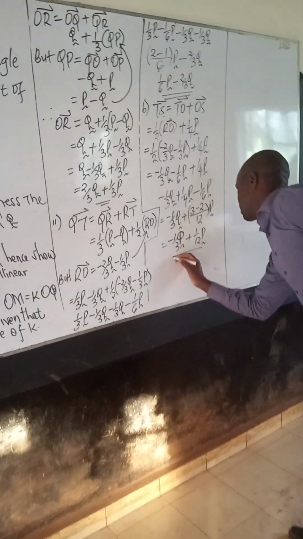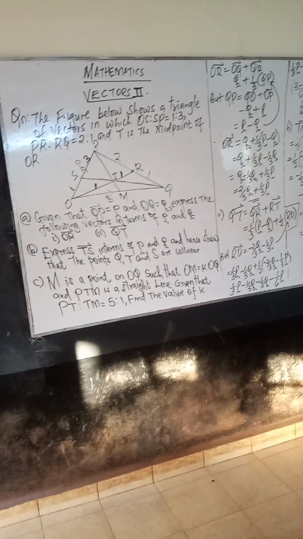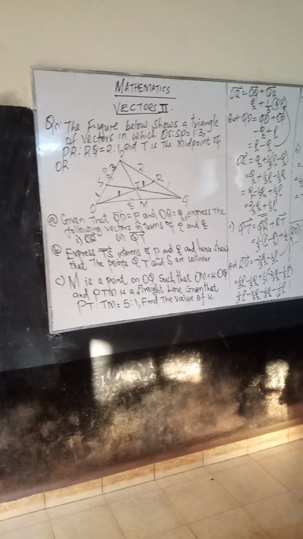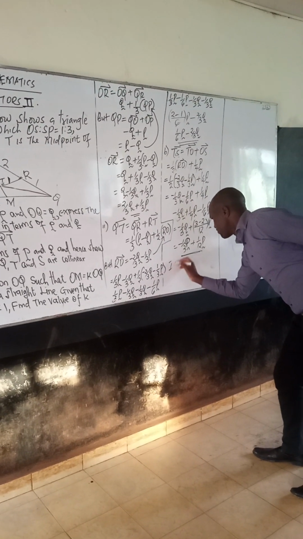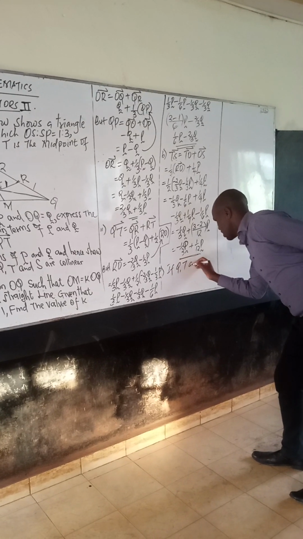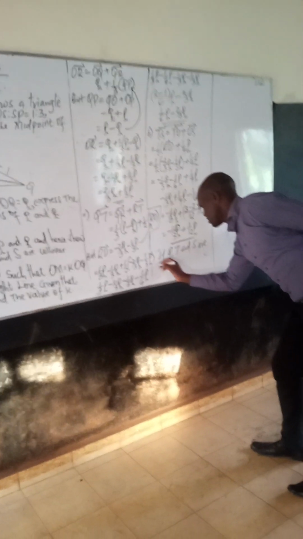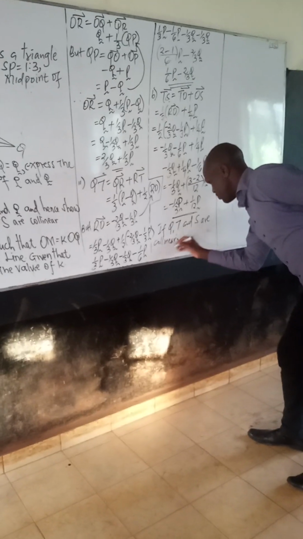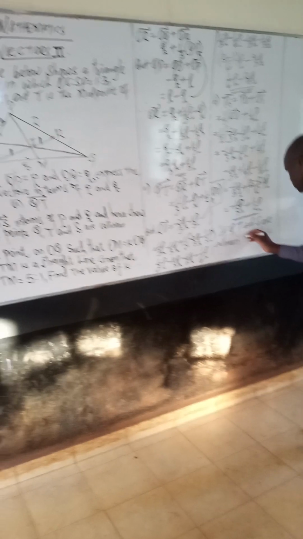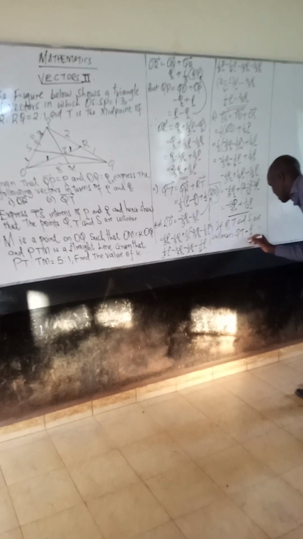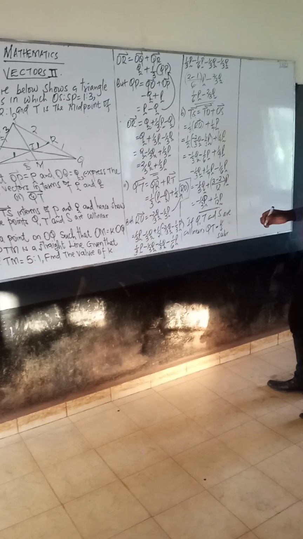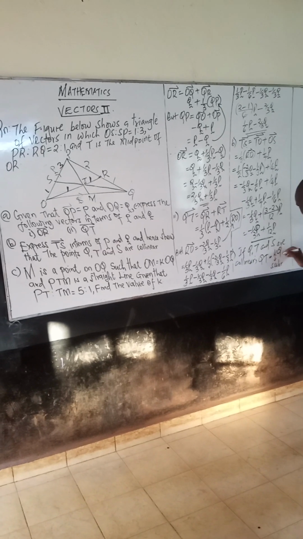That is TS. Now, show that Q, T, and S are collinear. If Q, T, and S are collinear, then we should be able to express QT as a scalar multiple, K is a scalar here, of the whole vector QS. So how do we do that?